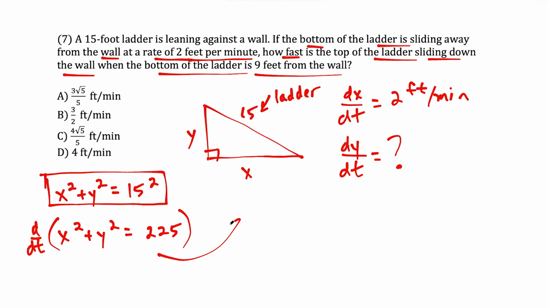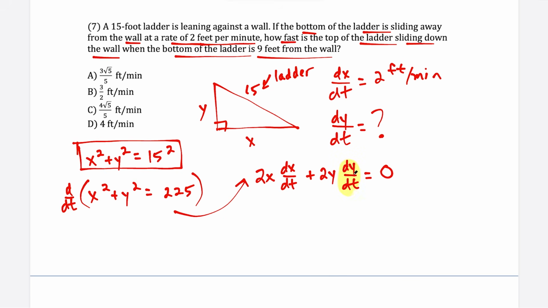So when we take this derivative, the derivative of x squared, we have to be careful. We're not just going to say 2x. We're going to have to tack on dx/dt. And the reason being is that we're taking the derivative with respect to time, and that doesn't match the variable x. So then next we have plus the derivative of y squared is 2y, and then we have dy/dt. And then this is equal to the derivative of 225, which is 0.